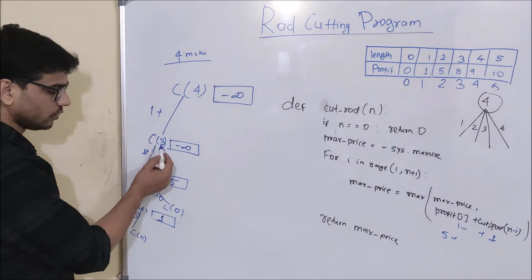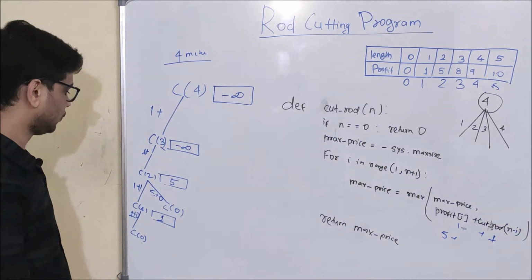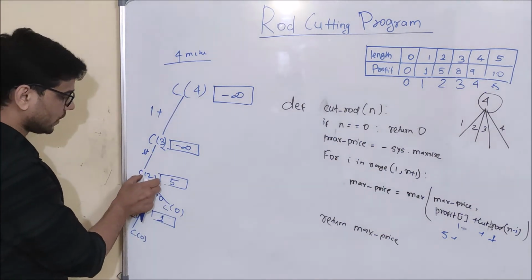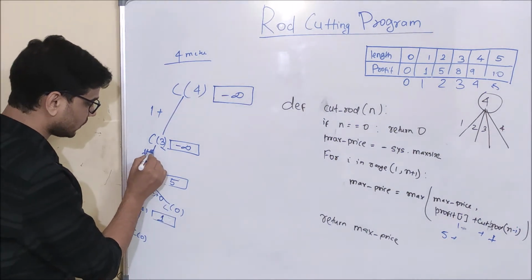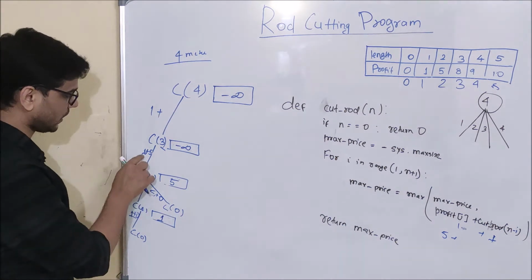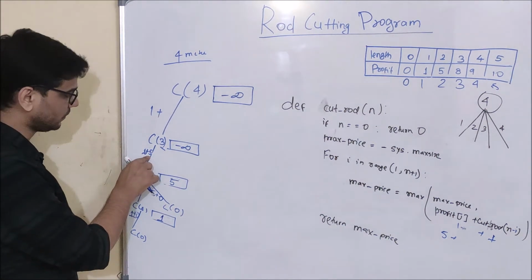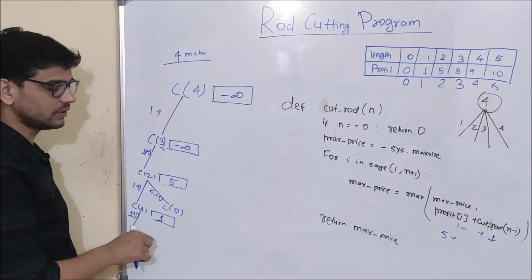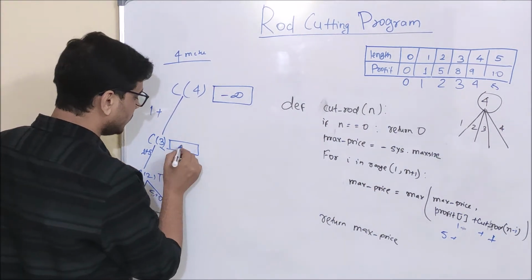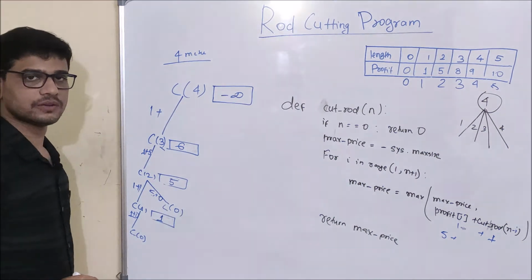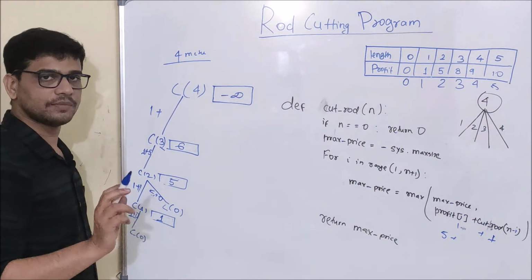Let's see what is going to happen in cut rod of 3. So first of all, as you can see here, cut rod of 2 will return 5 from here. That is for i equal to 1. And what is going to happen for i equal to 1? See, here I have minus infinity and here I have 1 plus 5, that is 6. So 6 will be updated in max price. And what is going to happen after that?